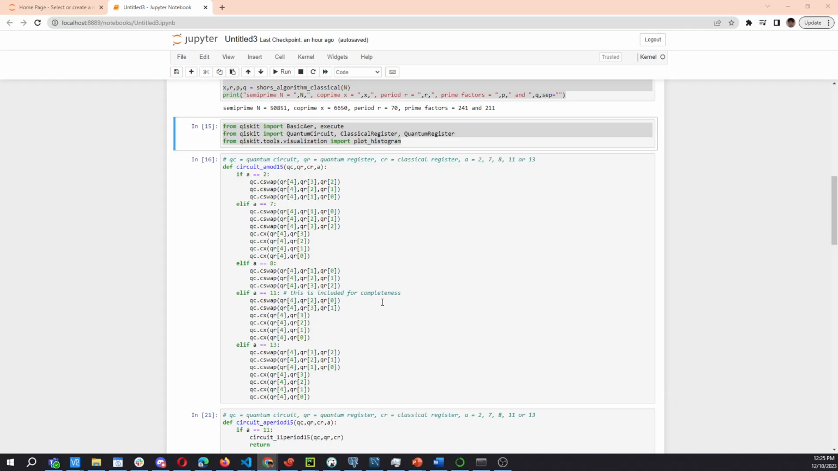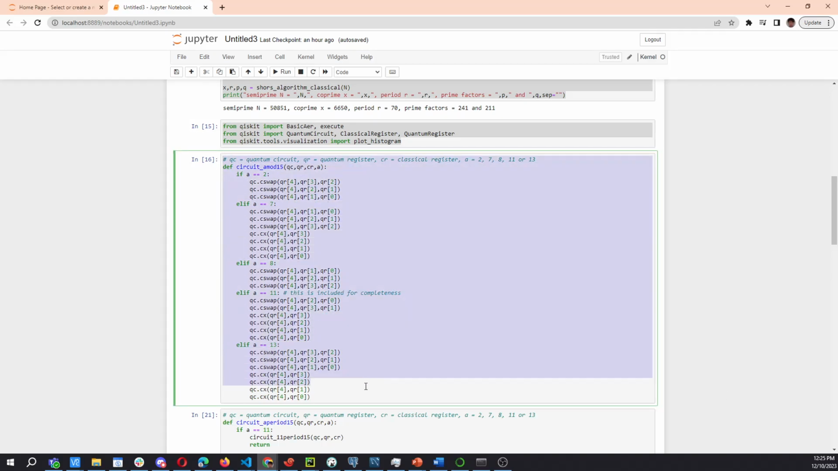The first part is to construct the A to the 1 mod 15 circuit, for when A is 2, 7, 8, 11, or 13. So we can create the circuit for mod 15 with A being 2, 7, 8, 11, and 13.